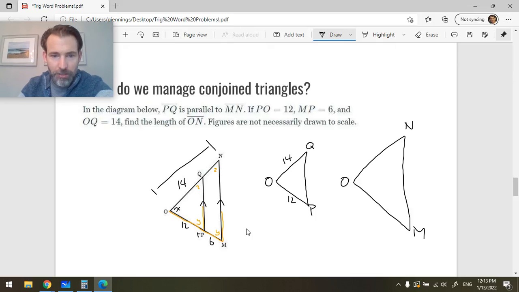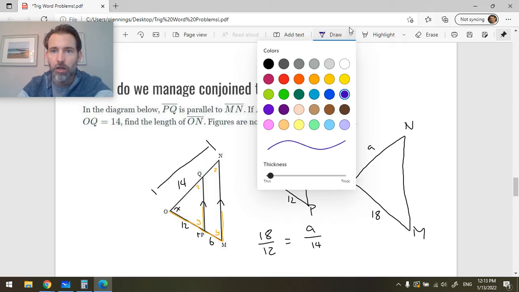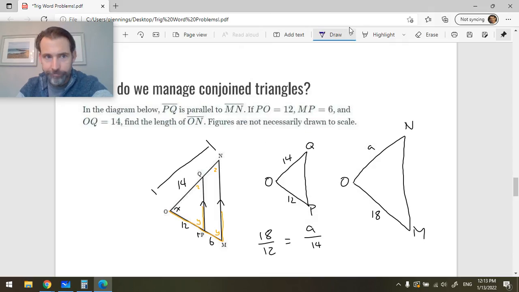Now, what's the length of OM? Well, it's 12 plus 6. That's really the trick here. This is 18 long, and I want to know this. So call this length A. We need to find A. Because these two triangles are similar, the ratio of OM over OP, or 18 over 12, is going to be equal to A over 14. And that's going to help me solve for A. I can look at that and tell you it's 21. But another thing I could have done, and it would not be wrong, it would just be more annoying, I could have put A on the bottom, and that would be annoying.